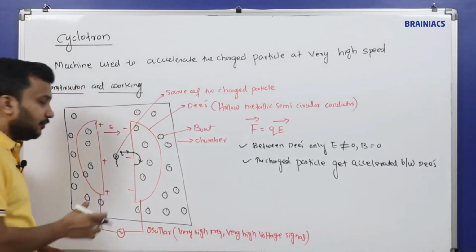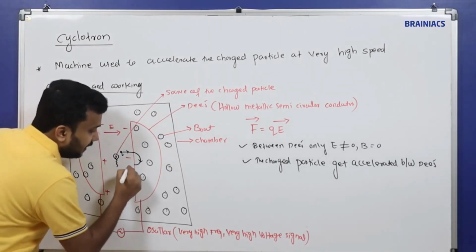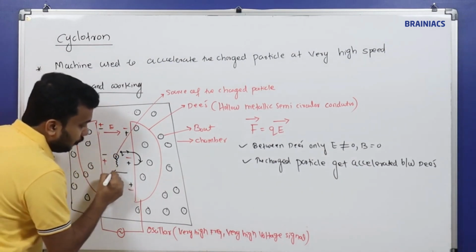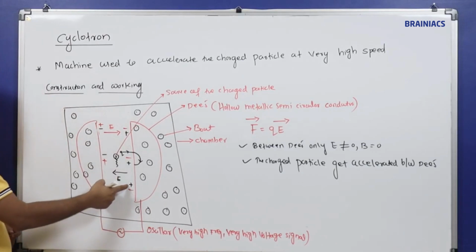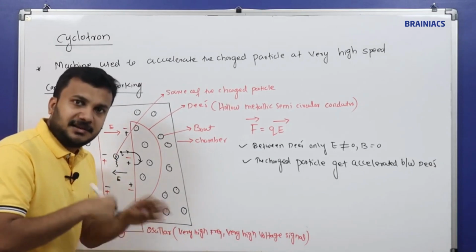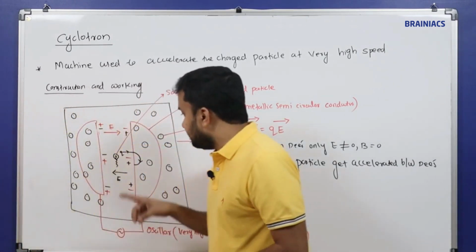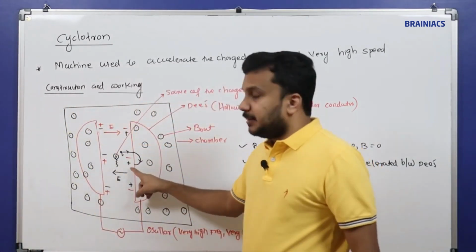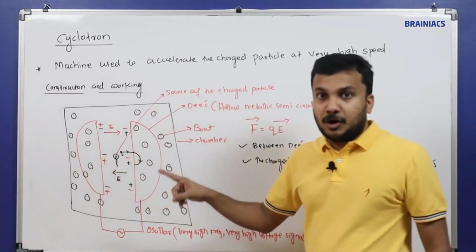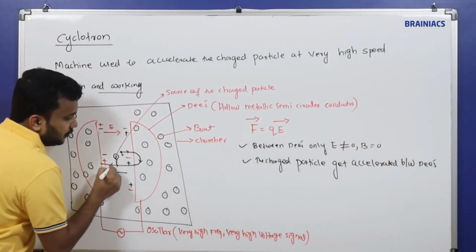Suppose it takes 1 second to move to here. During that time, when it reaches here, this plate's polarity becomes positive and this plate's polarity becomes negative. So there is an opposite electric field, because we are giving a sine wave. One time it is positive, next time it is negative, and it keeps on going. Now this plate becomes positive, so an electrical force F is equal to QE acts in the opposite direction. So these particles will get accelerated.